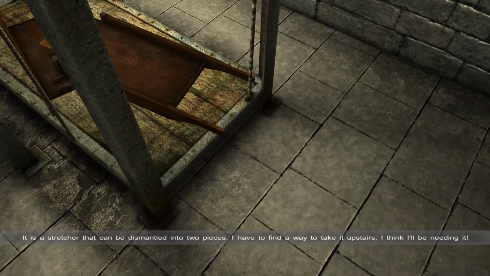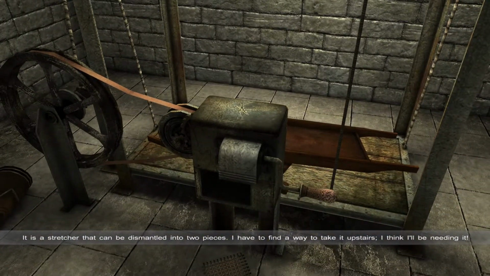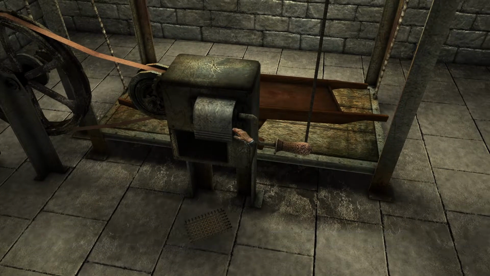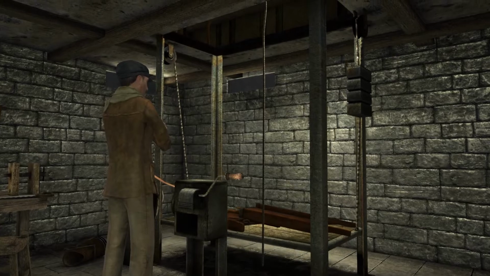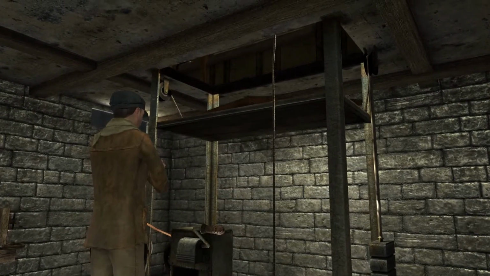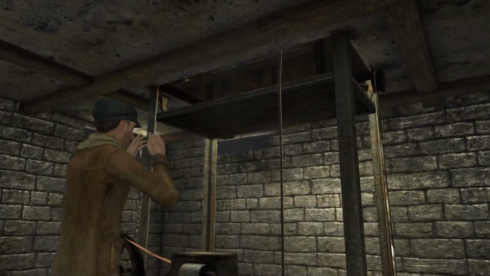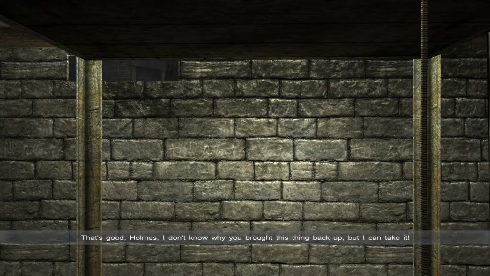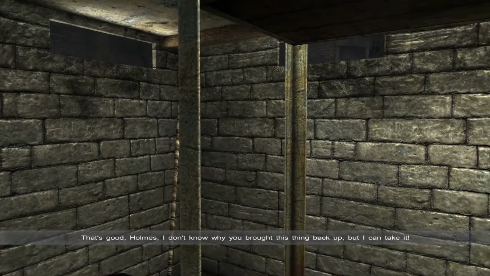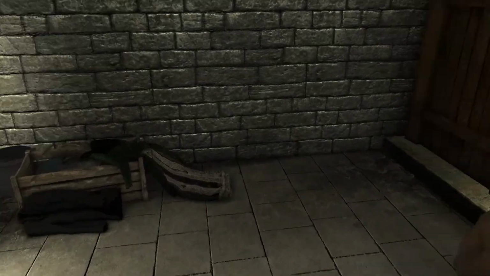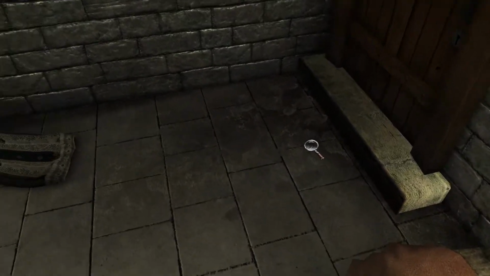Oh, it is a stretcher that can be dismantled into two pieces. I have to find a way to take it upstairs, I think. I'll be needing it. Okay. That's good, Holmes. I don't know why you brought this thing back up, but I can take it. Perfect, Watson. To be honest, I don't know why I did that, but I do know we will need it.